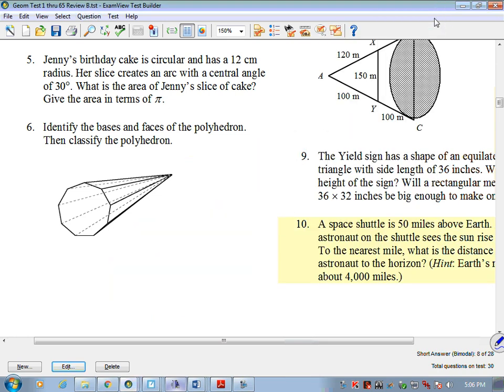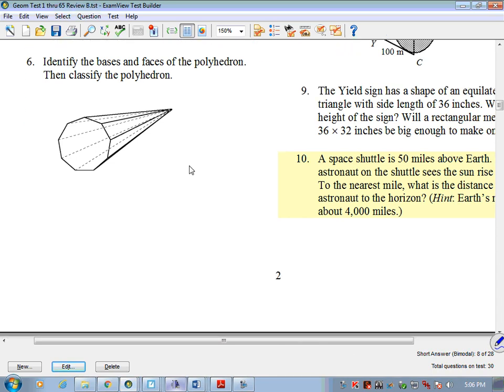Now we can do 6. Find the bases and faces of the polyhedron, then classify the polyhedron. My base is this shape down here along the bottom. It is 1, 2, 3, 4, 5, 6, 7, 8. Hold on, let me try that again. 1, 2, 3, 4, 5, 6, 7, 8, 9. It's a 9, so the base is a nonagon.